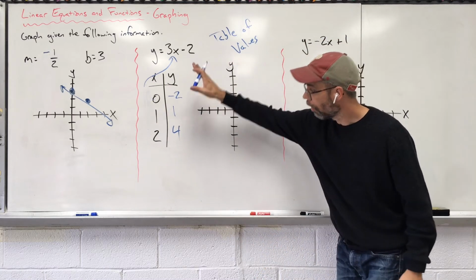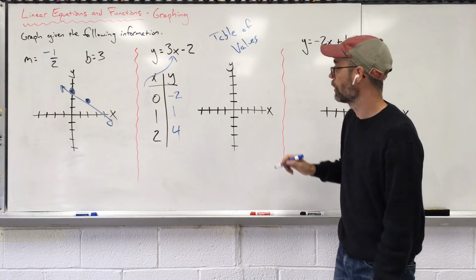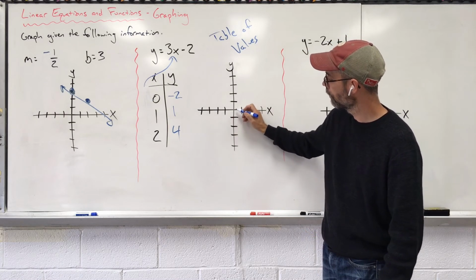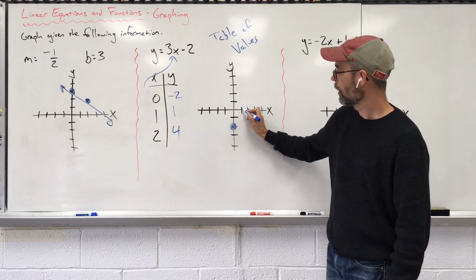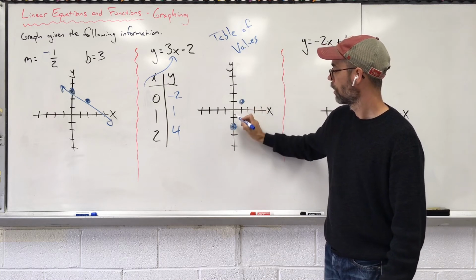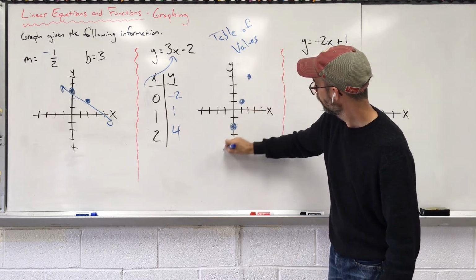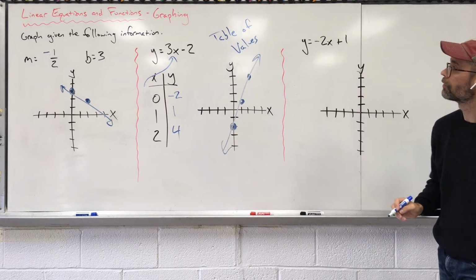I want to plot all 3 of these points. I'm going to connect all 3 of those points. So start in the center, 0, -2. Go left and right 0, go down 2. Go to the right 1, go up 1. Go to the right 2, up 4. And we connect. So that's graphing using table of values.